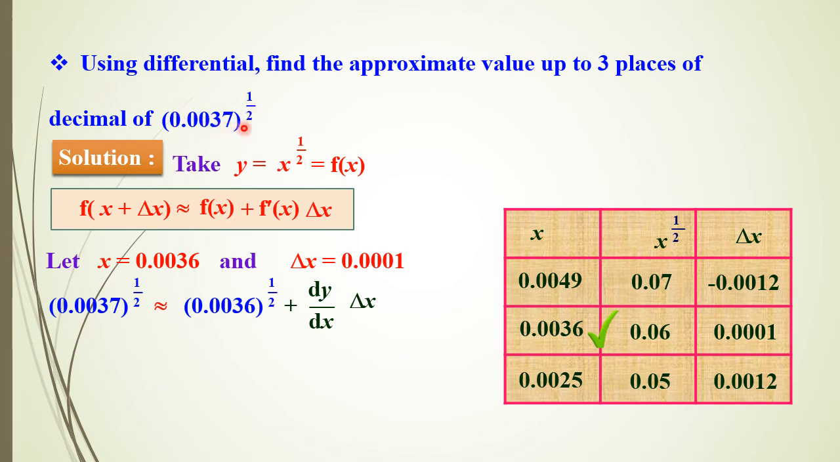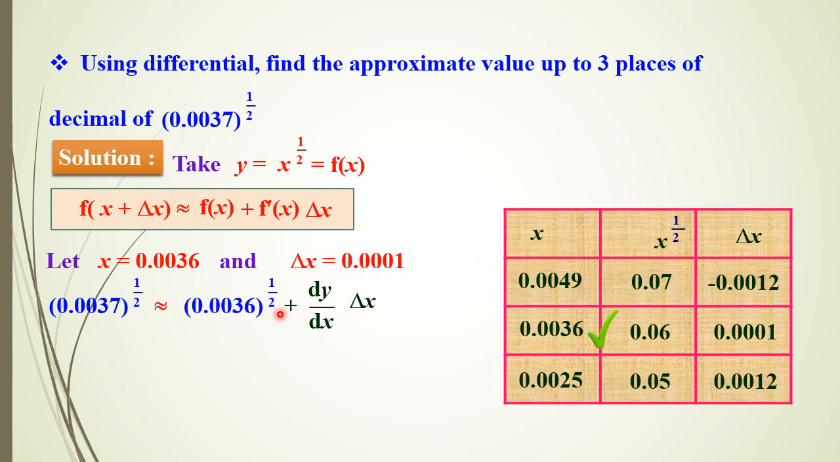Next, 0.0037 whole raised to 1 divided by 2, the square root of this number. The square root of 36 can be written as just 6, but 0.0037 is there, therefore it can be written as x equal to 0.0036 and delta x equal to 0.0001. After adding 0.0036 with this one, you'll be getting 0.0037. So x equal to this, delta x equal to this much.